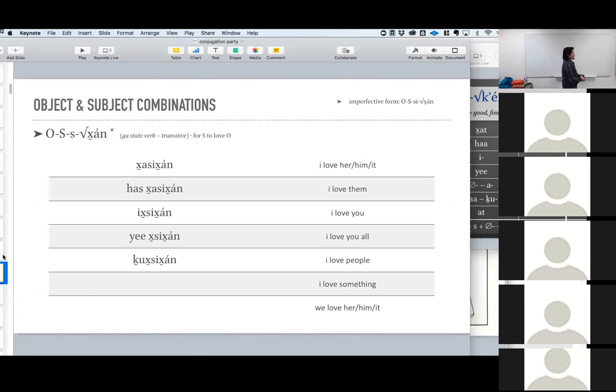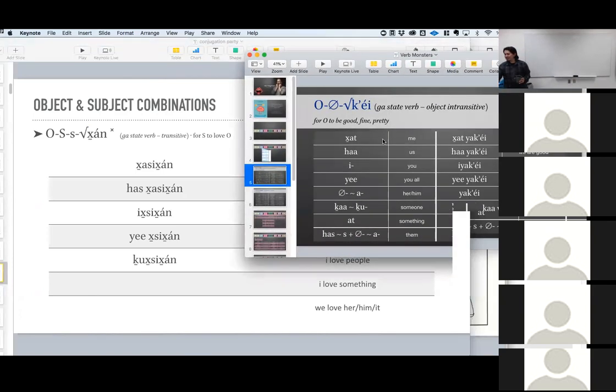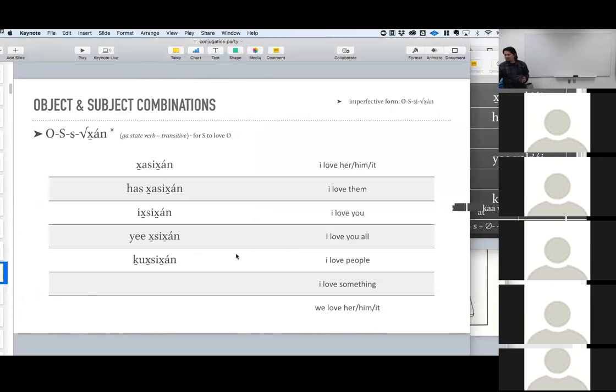So the something is going to be, we'll come back to this little thing here, the something will be "at." Now there's no vowel, so it won't cause that contraction. Atchasachan. Atchasachan. Atchasachan.